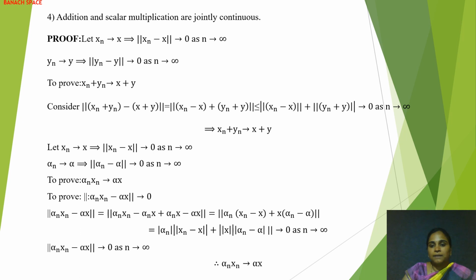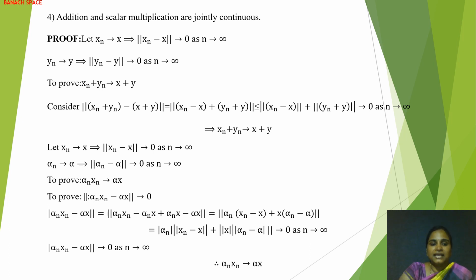Addition and scalar multiplication are jointly continuous. We have a proof for this. Let xn tends to x, which implies norm xn minus x tends to 0 as n tends to infinity. yn tends to y, which implies norm yn minus y tends to 0 as n tends to infinity. Now we have to prove that xn plus yn tends to x plus y.